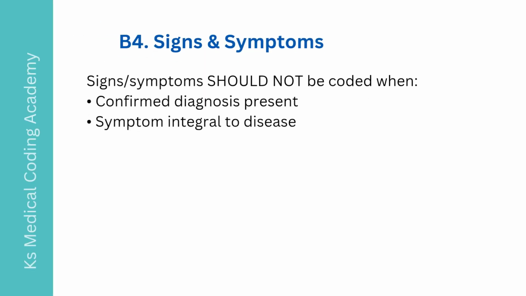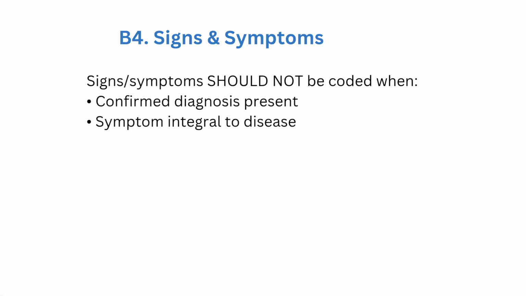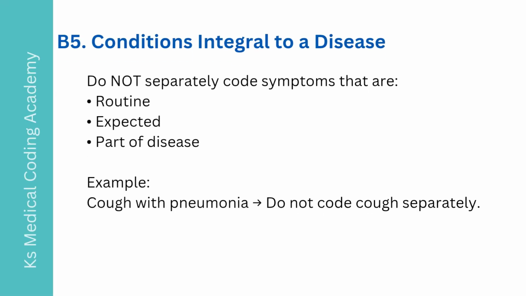Signs and symptoms. Signs and symptoms should not be coded when a definitive diagnosis has been documented. If the diagnosis is known, code the diagnosis rather than its signs or symptoms. Conditions integral to a disease. Do not assign separate symptom codes for manifestations that are integral to a condition. For example, do not code cough separately when the provider documents pneumonia.